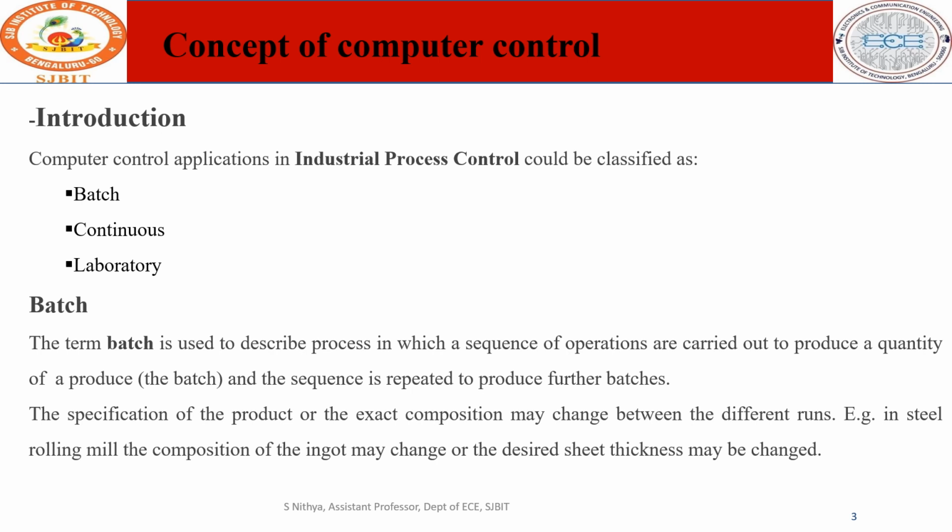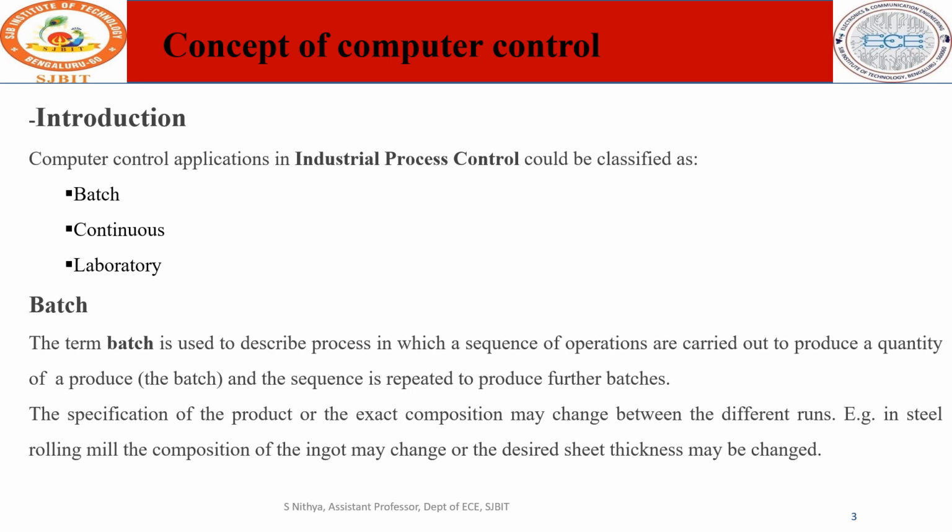Computer control is mainly used for industrial purposes, that is industrial process control, which is classified as batch, continuous, and laboratory. So what is batch processing? What do I mean by batch? The process in which a sequence of operations is carried out to produce a quantity of products is known as a batch process.